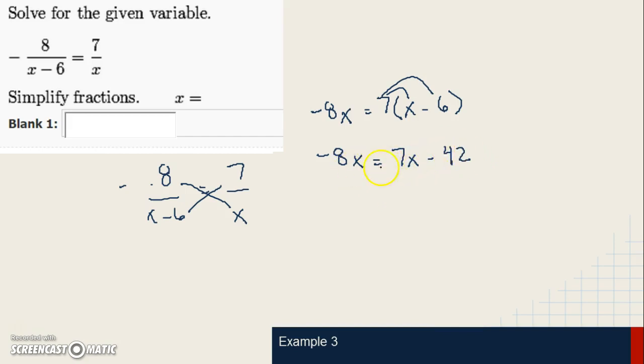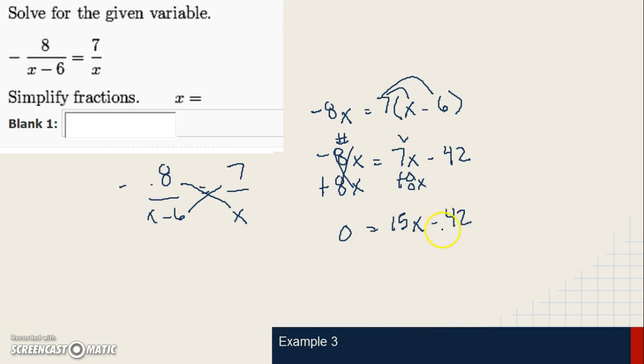And now I've got variable on both sides, so I'm going to choose the side that the variable has a larger coefficient in front. In this case, 7 is larger than -8, so this is my variable side, this is my number side. I'm going to eliminate the variable on my number side by adding 8x to both sides. And I'm going to write it under the 7x since they're like terms and I can combine them. Here I am left with 0 equals 7x plus 8x is 15x minus 42.